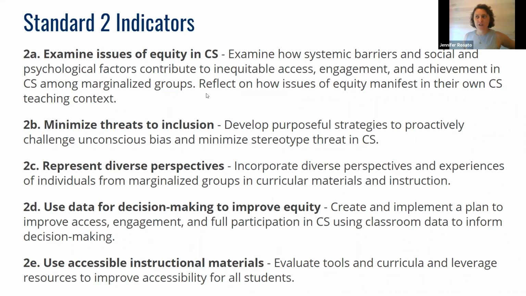Okay, I did just want to point out the first one and some of the phrases in that first sentence. Examine how systemic barriers and social and psychological factors contribute to inequitable access. So this idea of systemic barriers, we've been talking about that with the access, the diversity, and maybe why some students don't want to take AP classes, or why they're being prevented from taking AP classes, or what are the resources at the school that are limiting access to computer science. So we've been discussing that. We haven't talked a lot about things like this around social and psychological factors, but we'll get into some of that as we go through the other standards and the indicators that go with them.